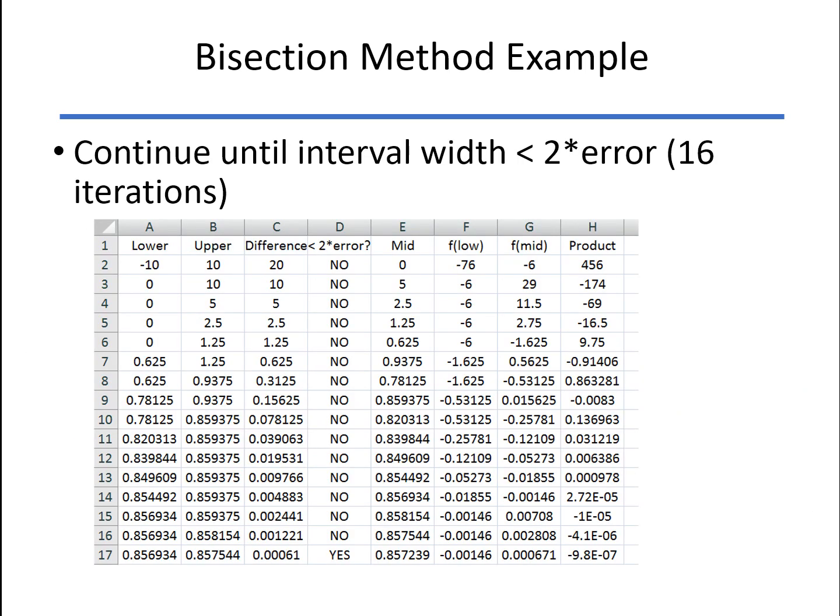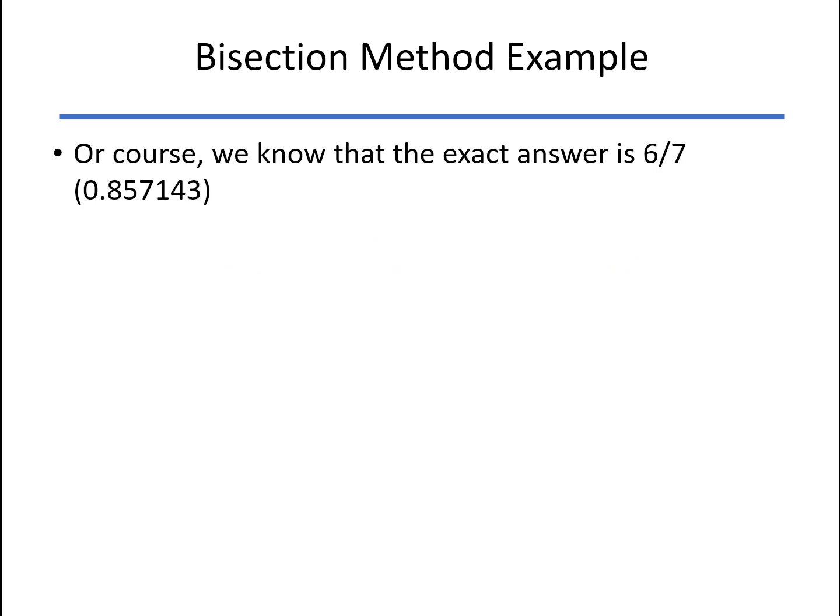So we just copy those cells down, and eventually you'll see that the interval gets very, very small. It took 16 iterations to get here, but to 3 significant digits, the answer is 0.857. Now, of course, we know that the exact answer is 6/7.